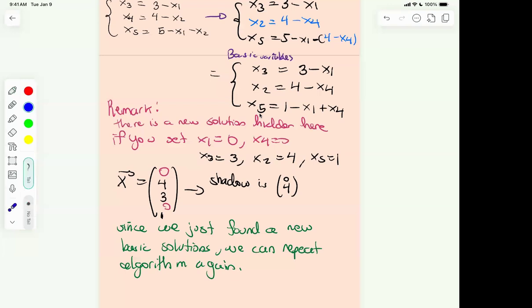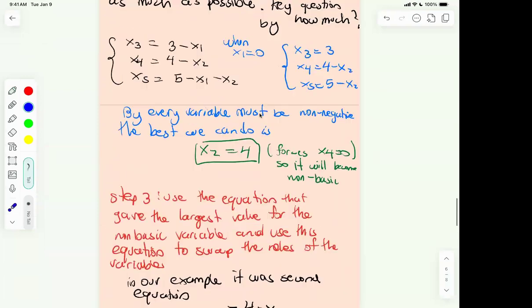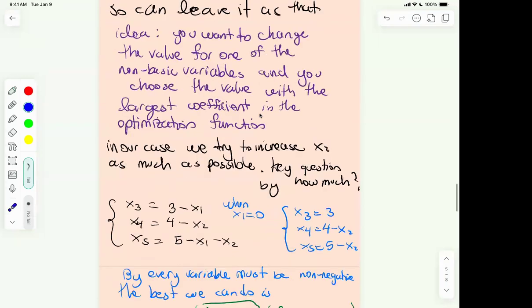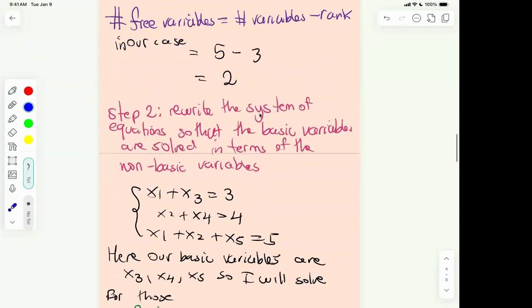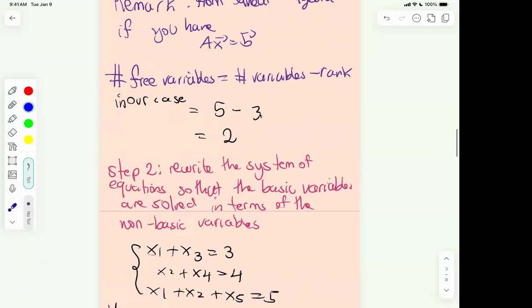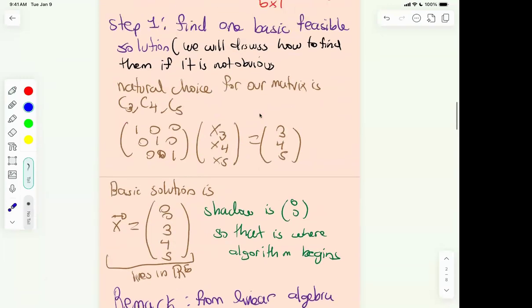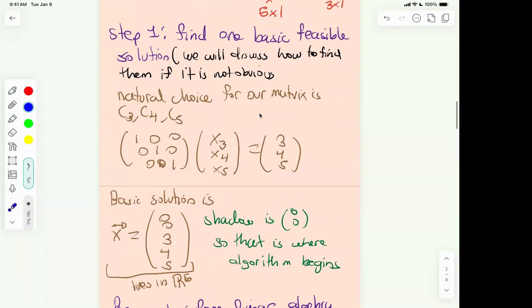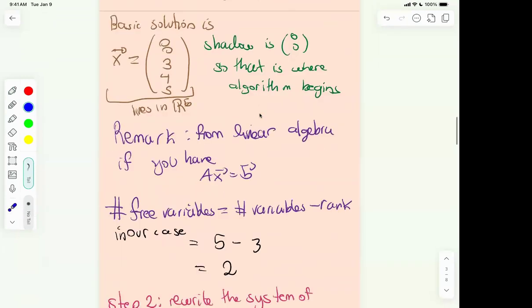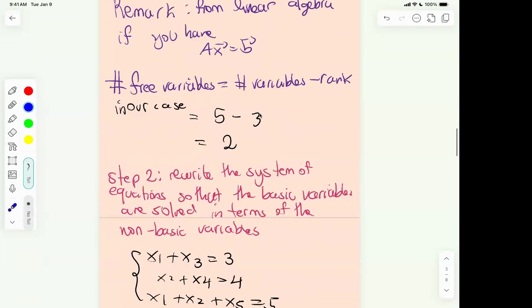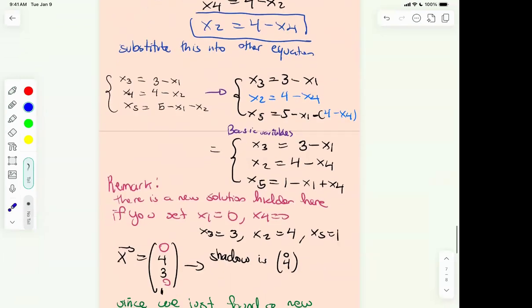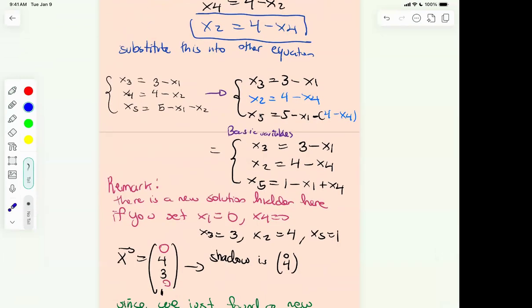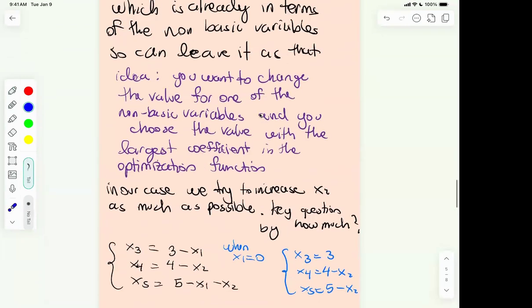So let's go back and look at the steps. We're repeating now because step one was to find one basic feasible solution, and we already have the new one, right? Step two is to rewrite the system of equations so that the basic variables are solved in terms of the non-basic ones. That is something we already have here. We already have the basic ones in terms of the non-basic ones. So steps 1 and 2 are ready.